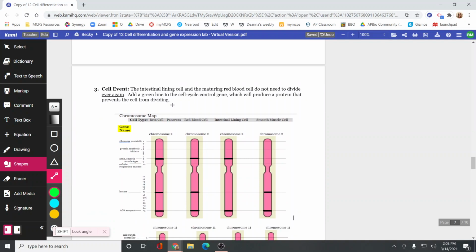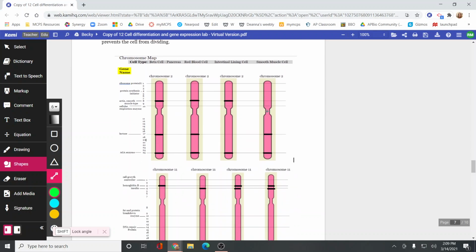Okay? So the intestinal lining cell and maturing red blood cell do not need to divide anymore. Add a green line to the cell cycle control gene, which will produce a protein that prevents them from dividing. So realize I'm only talking about 2 types of cells, intestinal lining cell and red blood cell. So you're only going to work on those 2 cells, okay? And follow these directions for those 2 cells, not for all of the cells.